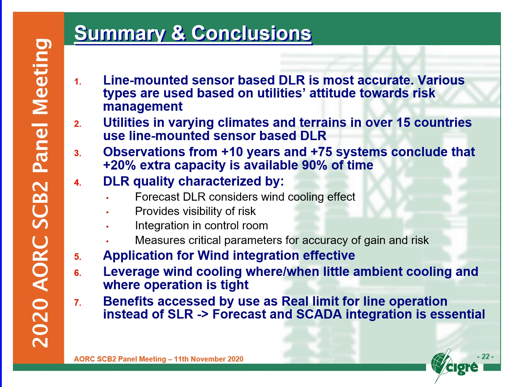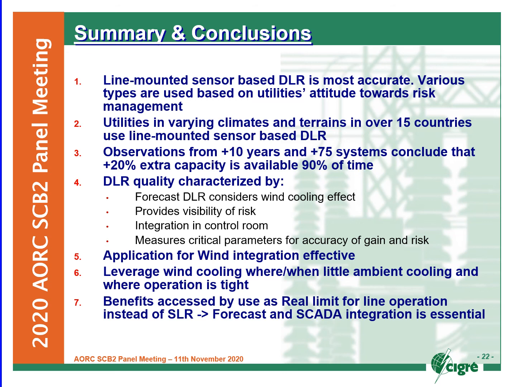First, line-mounted sensor-based dynamic line rating is most accurate, but various types are used based on the utility's attitude towards risk management. Second, utilities in varying climates and terrains in over 15 countries use line-mounted sensor-based dynamic line rating. Based on observations from more than 10 years and over 70 systems, they conclude that at least 20% extra capacity is available 90% of the time.